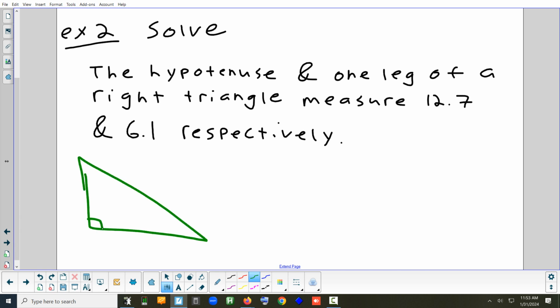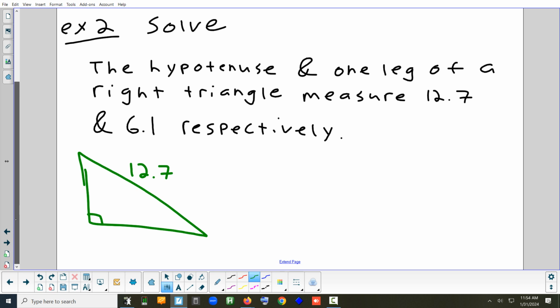Okay, what's one thing that they tell me? Hypotenuse. Yeah, and they do tell me which number is which. You have a 6.1 and a 12.7, and one of them is the hypotenuse. Which one does it have to be? 12.7. It's got to be the big one, right? So that's 12.7. And then one of the other sides is 6.1. Doesn't matter where you put it. Let's put it right there.